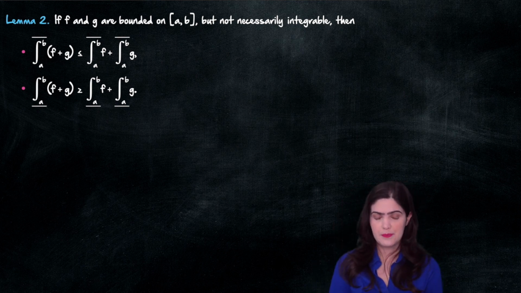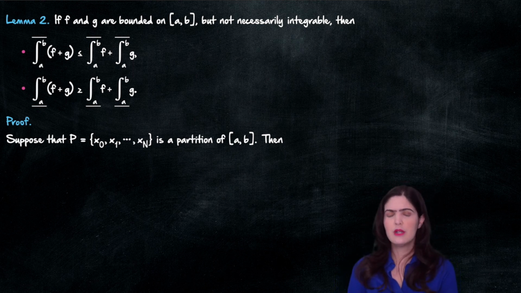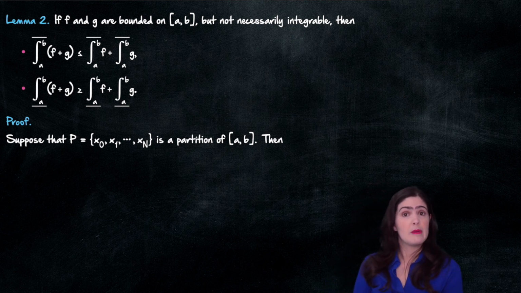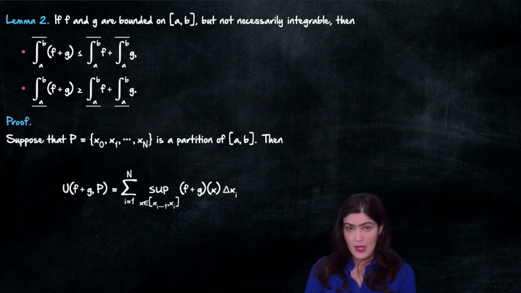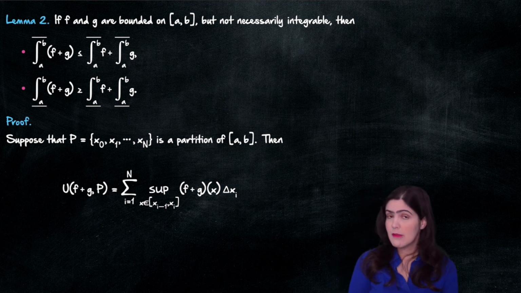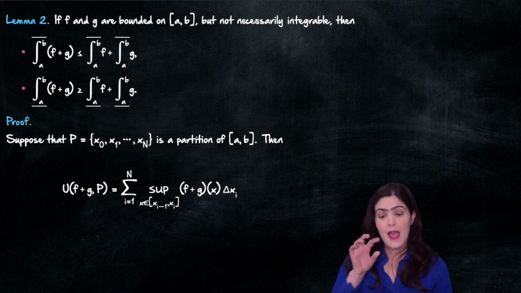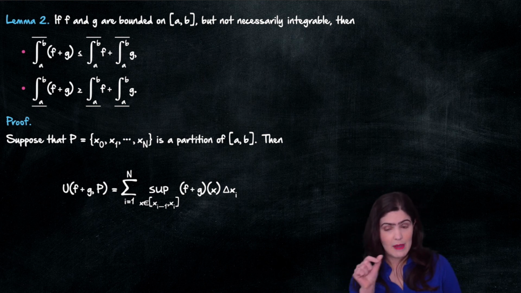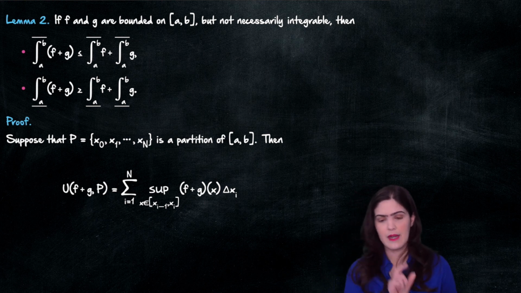And how do we prove this? Okay, I'm going to prove the first one, the one about upper integrals, and I will leave the other one for you as an exercise. So suppose that we have a partition P of the interval [a, b]. Then the P upper sum of the function f plus g is the sum from i equals 1 to n of the supremum of f plus g of x over the interval [x_{i-1}, x_i] times delta x, which is the length of that interval.